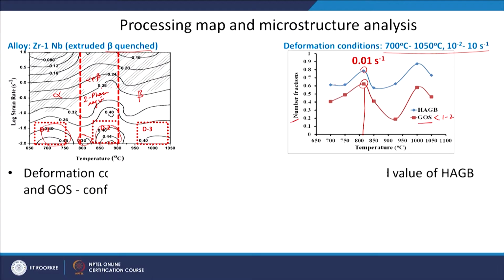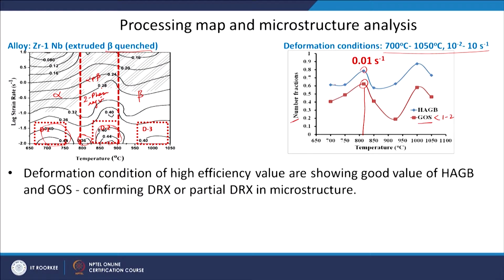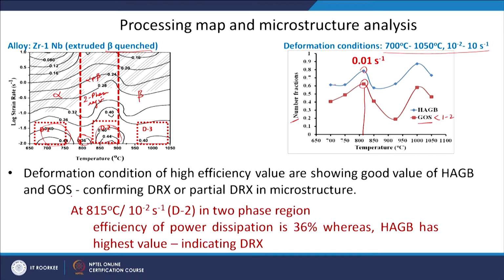So, this is what I have already told you: deformation conditions of high efficiency value are showing good values of HAGB and a high fraction of grain orientation spread, confirming DRX or partial DRX in the microstructure. Whereas in this particular condition, which is in the two phase region, the efficiency is low, 36%, though the DRX percentage expected from our microstructure is very high. So it should have shown a high efficiency value in this condition, but it is not giving that.